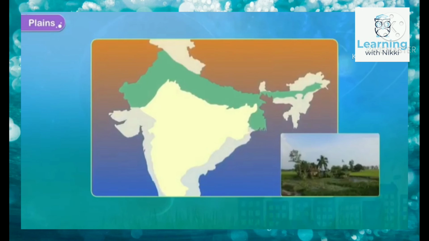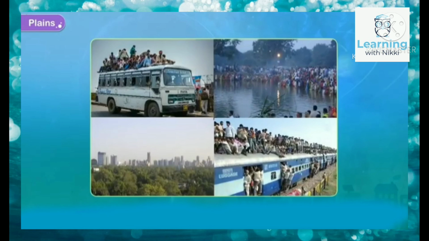In India, the Indo-Gangetic Plain is a vast, flat, very fertile land formed by the drainage system of two major rivers, the Indus and the Ganga. It is one of the most densely populated areas in the world.